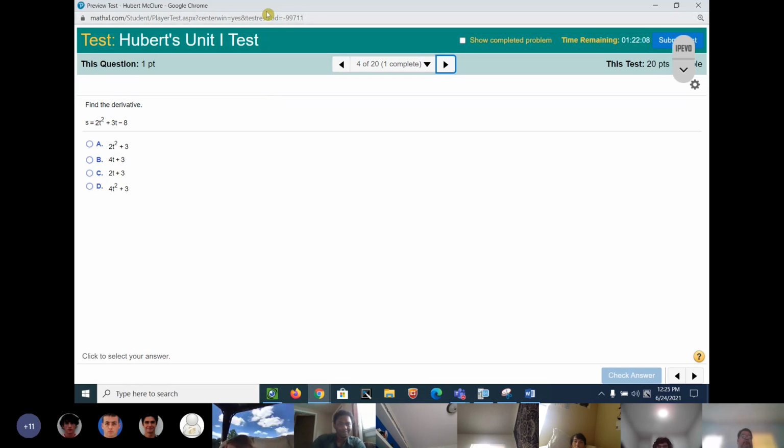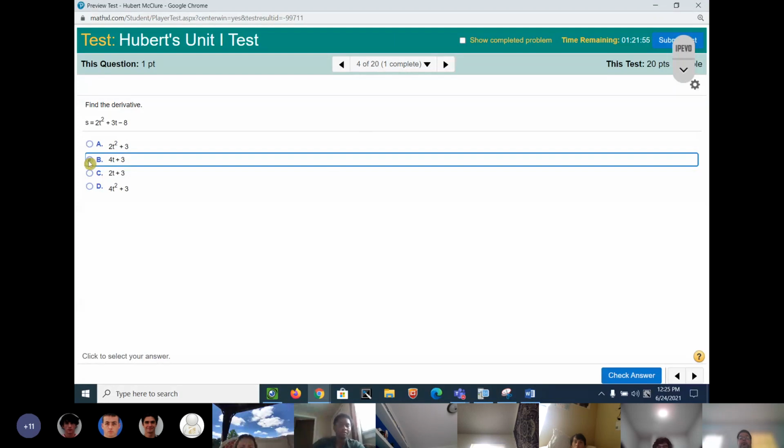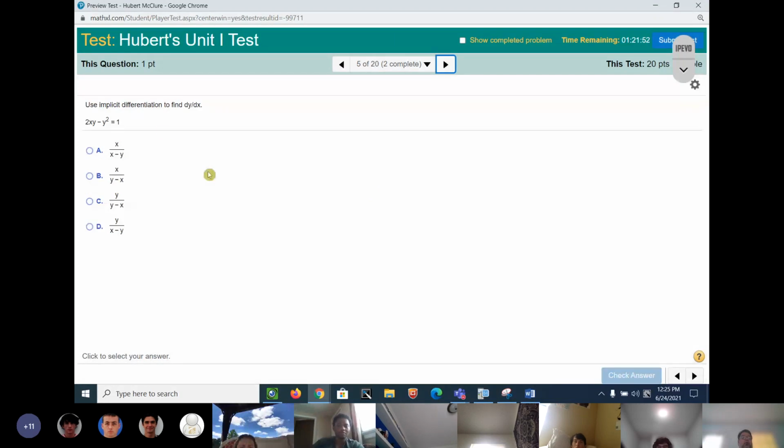So what is the derivative of 2t squared plus 3t? How about 4t squared plus 4t plus 3? How about that? Bravo. All right, implicit differentiation.